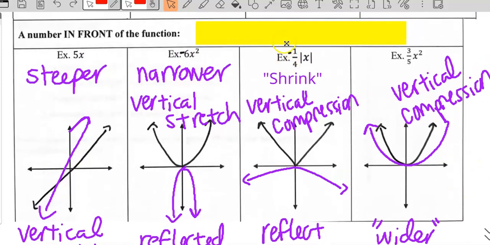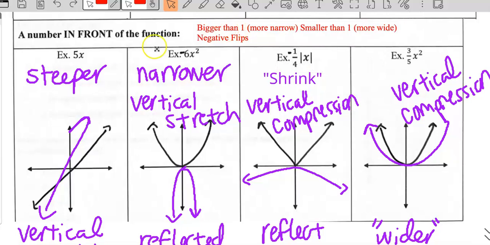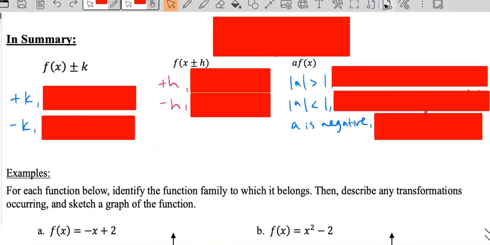And if you were able to figure out a common theme, if the number in front is bigger than 1, ignoring that negative, it is going to get more narrow, which we now call a vertical stretch. If the number in front was smaller than 1, typically a fraction, then it is going to get more wide, which we call a vertical compression or a vertical shrink. And then lastly, if you throw a negative in the front, it's going to flip it over the x-axis and reflect. So we're going to take all that information and put it into some nice notes.